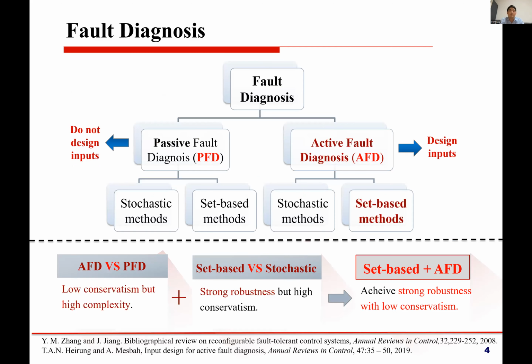As we know, fault diagnosis includes 2 classes of methods. The first one is passive fault diagnosis, and the second one is active fault diagnosis. The difference is that active fault diagnosis designs inputs to excite the system to obtain more information for diagnosis, and passive fault diagnosis does not design inputs. That is the main difference of the 2 classes of methods. Both of them can be divided into stochastic methods and set-based methods. In my research, it's set-based active fault diagnosis. In this case, we can take advantage of the strong robustness of set-based methods, and at the same time, when we design inputs to excite the system, we can reduce the conservatism of set-based fault diagnosis methods. So in some sense, this combination takes advantage of both set-based methods and active fault diagnosis. That is the motivation for me to do this research.